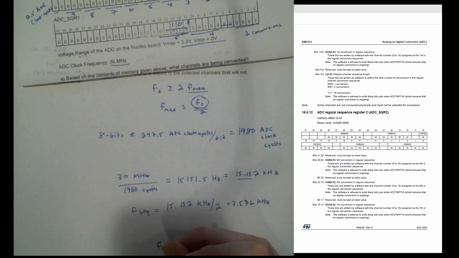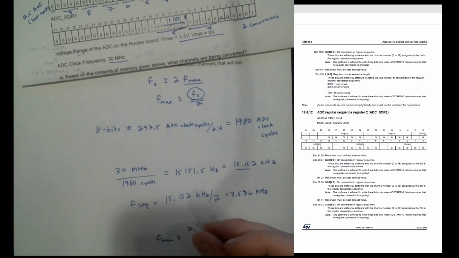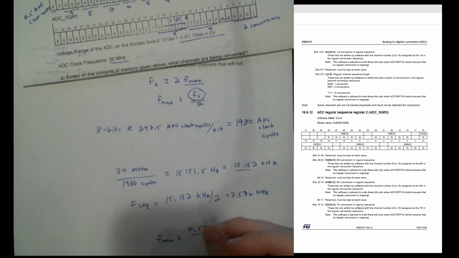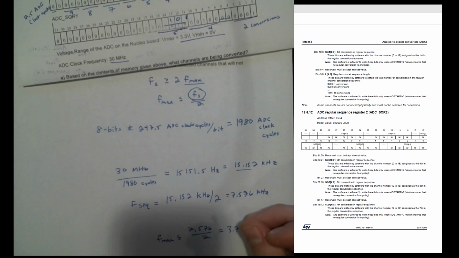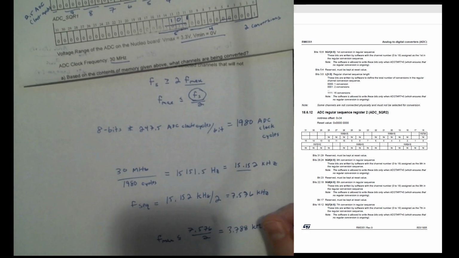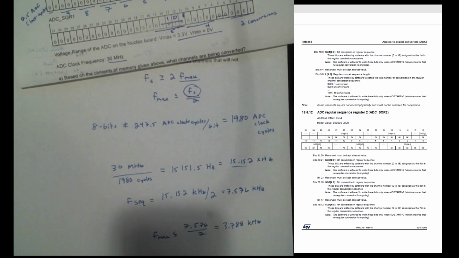So our F max is going to be less than or equal to 7.576 divided by 2, which is going to be 3.788 kilohertz. So that is the fastest we can sample if we do 2 channels at a time at this slower sampling rate that we've limited the clock to in the parameters. That was a long question, but we are done with the ADC question now.